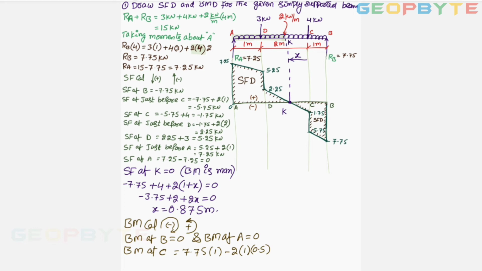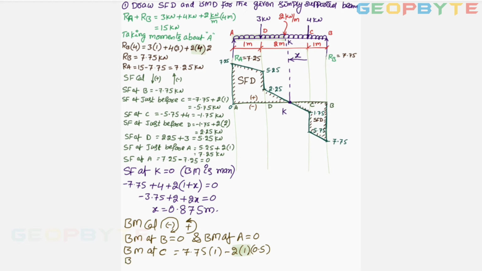Bending moment at C equal to RB into 1 meter is giving the anti-clockwise moment, positive. UDL between B and C is 2 kilonewton. That UDL multiplied by UDL distance gives the point load. That point load is assumed to be concentrated at the middle. From that middle point to distance up to C is giving the bending moment at C.